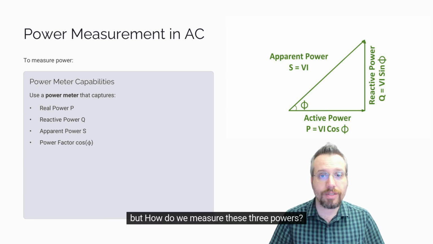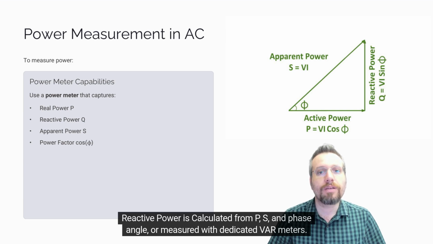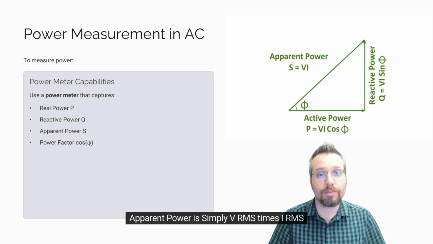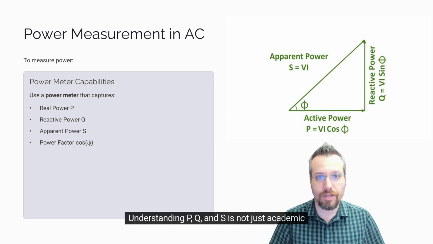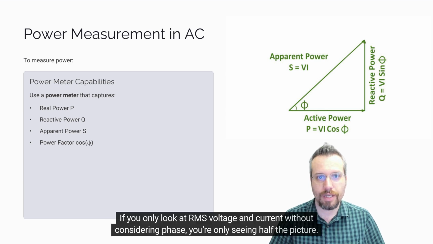But how do we measure these three powers? Real power is measured with wattmeters or true RMS power analyzers. Reactive power is calculated from P, S and phase angle, or measured with dedicated VAR meters. Apparent power is simply V RMS times I RMS. Understanding P, Q, and S is not just academic. It's fundamental to designing efficient systems, selecting proper equipment ratings, and maintaining grid stability. If you only look at RMS voltage and current without considering phase, you're only seeing half the picture.